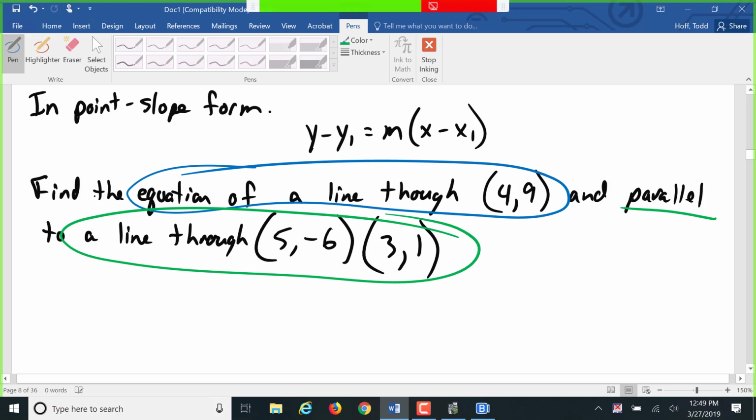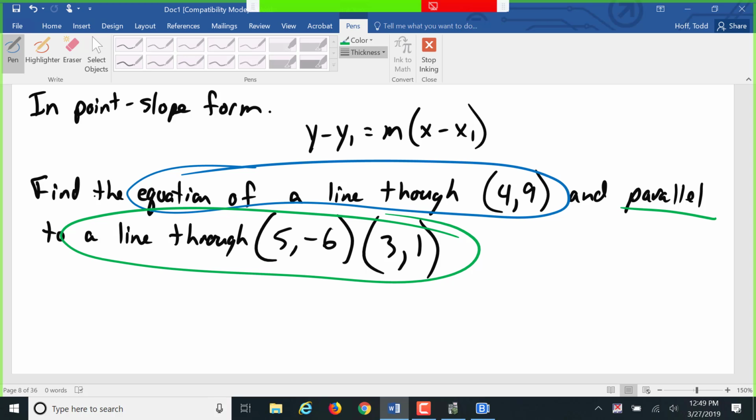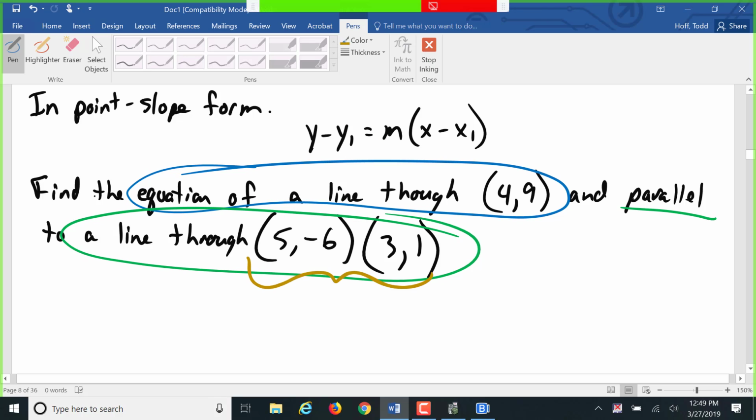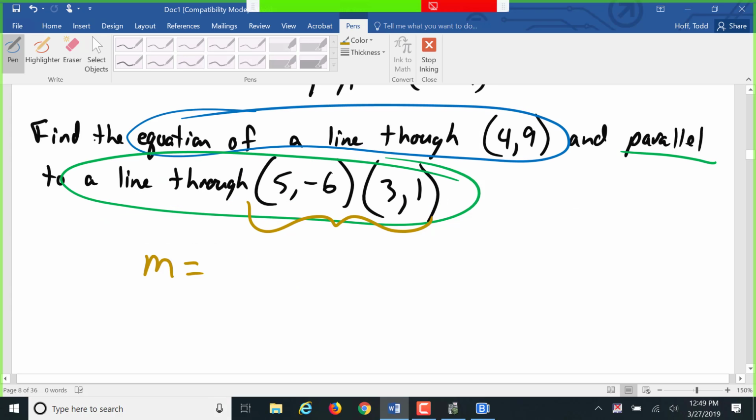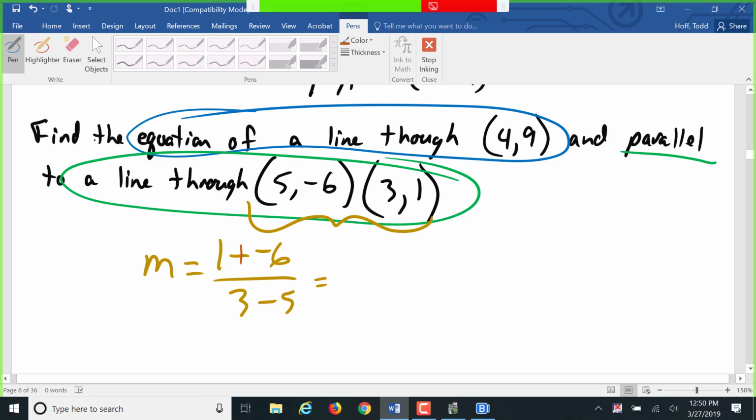What part do we really want about that line? All we care about is, again, the slope between these 2 points. So to find the slope, it's going to be what? 1 minus negative 6 over 3 minus 5. 1 minus negative 6 is 1 plus 6, or 7. 3 minus 5 is 2. So 7 over 2 is our slope. Parallel. So what's going to be the slope of our line? 7 over 2.